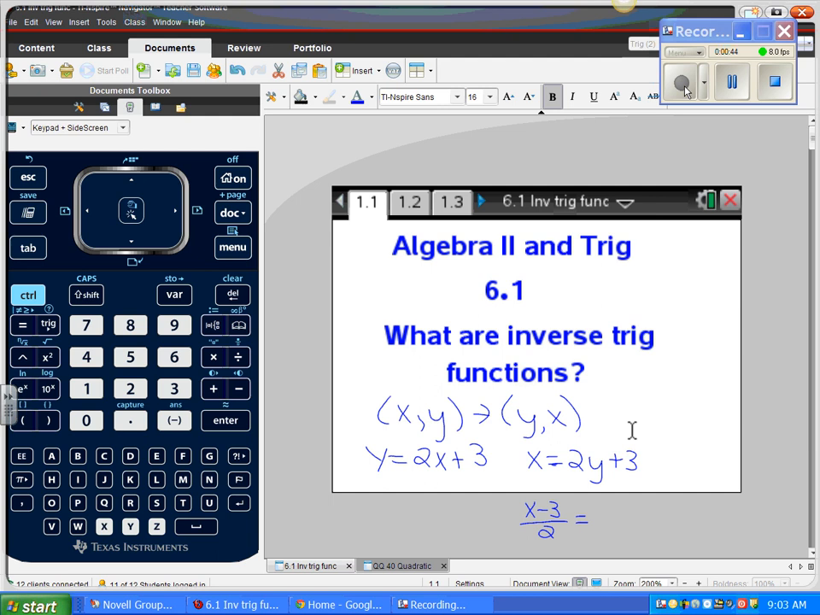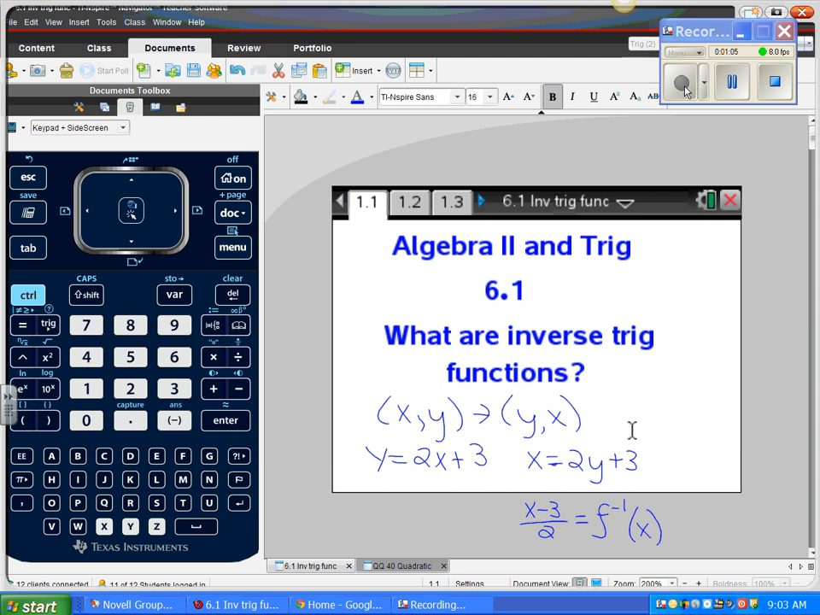Do I write y? What's the notation? Not y, not x, f to the negative 1 of x, okay? So there's your inverse notation, right? So we're going to see this notation keep popping up. So we know how to find inverses.